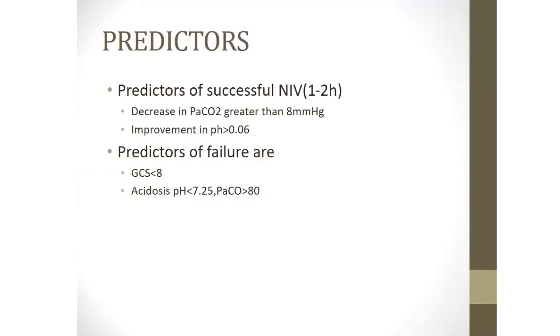What are the predictors of failure or success of non-invasive positive pressure ventilation? Definitely it's CO2 and pH. If the CO2 has improved by more than 8 in the first hour and the pH has improved by 0.06, then you can say the NIV is being successful. And the predictors of failure are, again, the PCO2 and pH. If the pH is still falling and PaCO2 is still rising and the patient is going into narcosis and encephalopathy, these are the predictors of NIV failure, and you need to intubate that patient. Next slide, please.